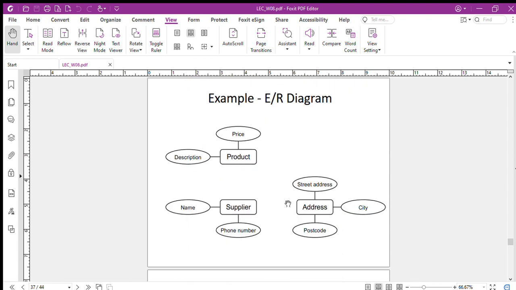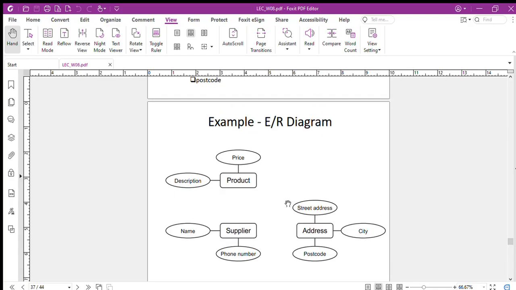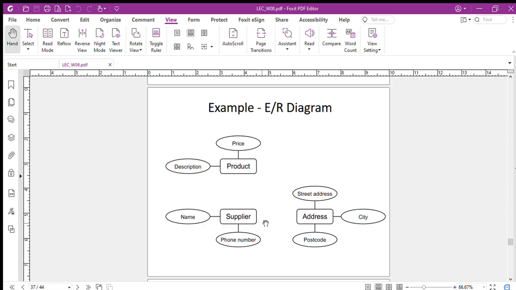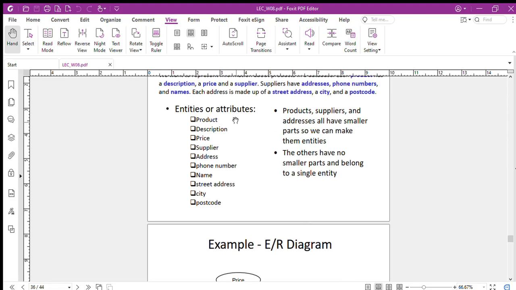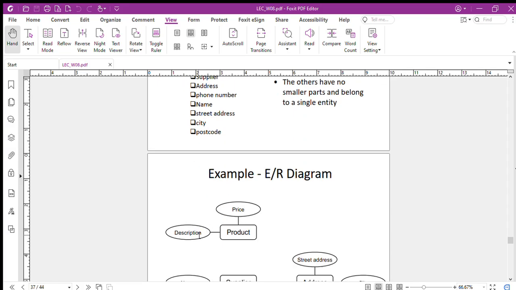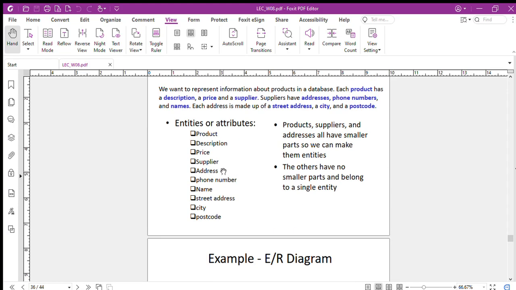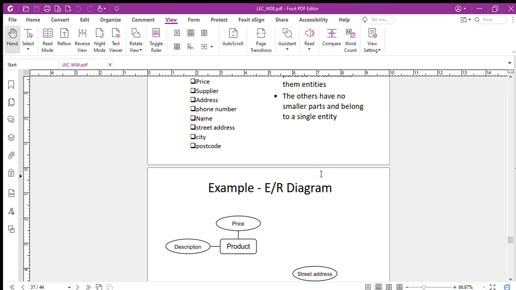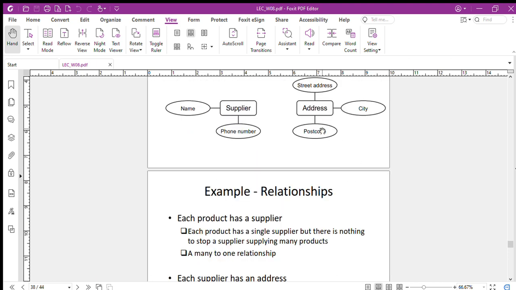Example ER diagram. Now we'll convert those entities: product, supplier, and address. These are the entities. The rest of the things are attributes: description and price belong to product. Supplier has address, phone number, and name. Address also consists of street address, city, and postcode.